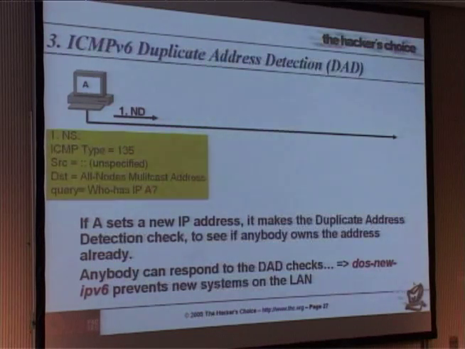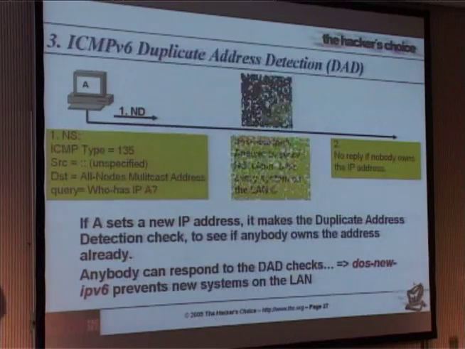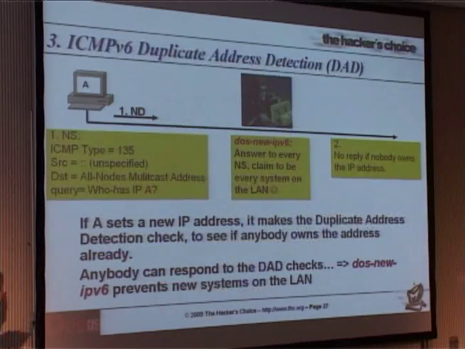The duplicate address detection works exactly the same as neighbor solicitation, which asks, who has this IP address? And if nobody answers, it just assumes, okay, nobody is using that. Well, I wrote another tool which just says, hey, I have this IP address, I have this IP address, I have this IP address, and Windows is very happy about this, not allowing you on the network.